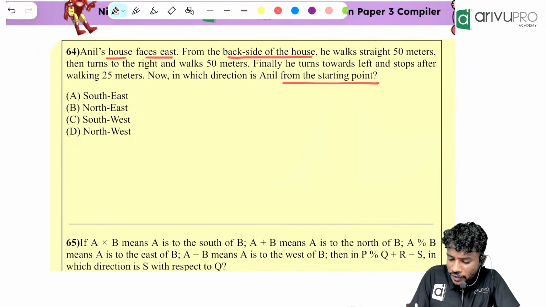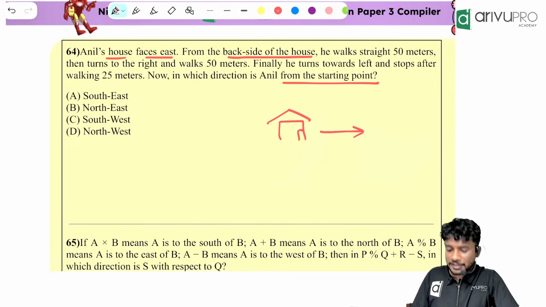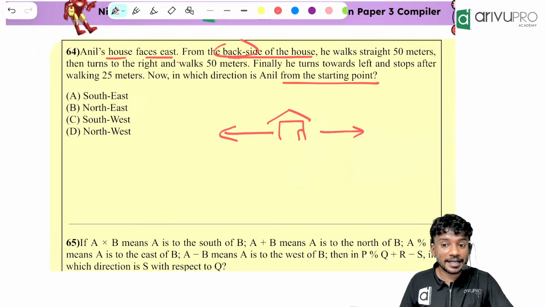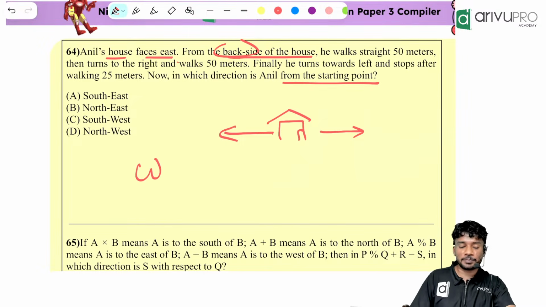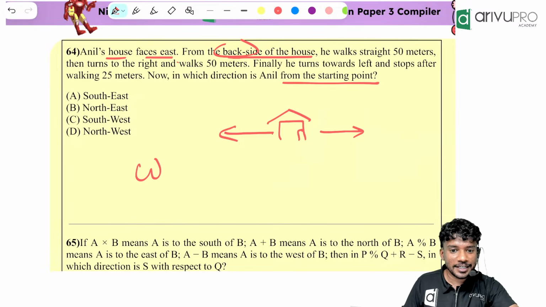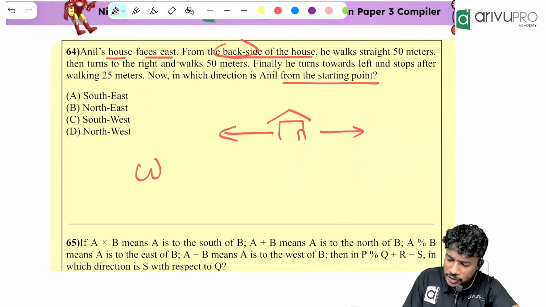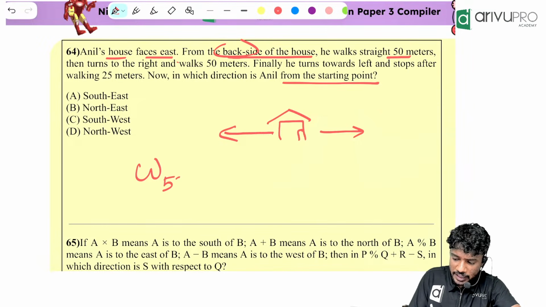Then, so if Anil's house is here, okay, Anil's house is facing which direction? East direction. So the front door is over here, correct? But what happened? He saw someone, so he needed to go through the back side of the house. So he will be moving in which direction? The opposite direction. So initial direction is what, people? West. Okay, he should go in which direction then? West direction. Then he walks 50 meters in the west direction.